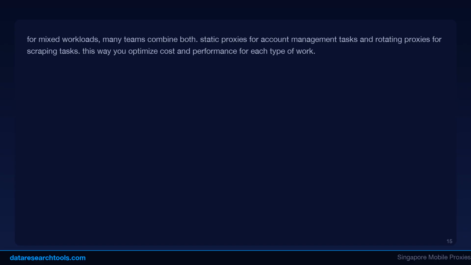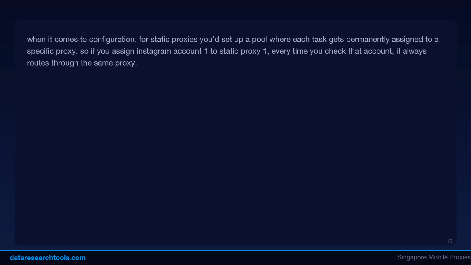When it comes to configuration, for static proxies, you'd set up a pool where each task gets permanently assigned to a specific proxy. So if you assign Instagram account 1 to static proxy 1, every time you check that account, it always routes through the same proxy. For rotating proxies, the setup is simpler since the provider handles rotation automatically.